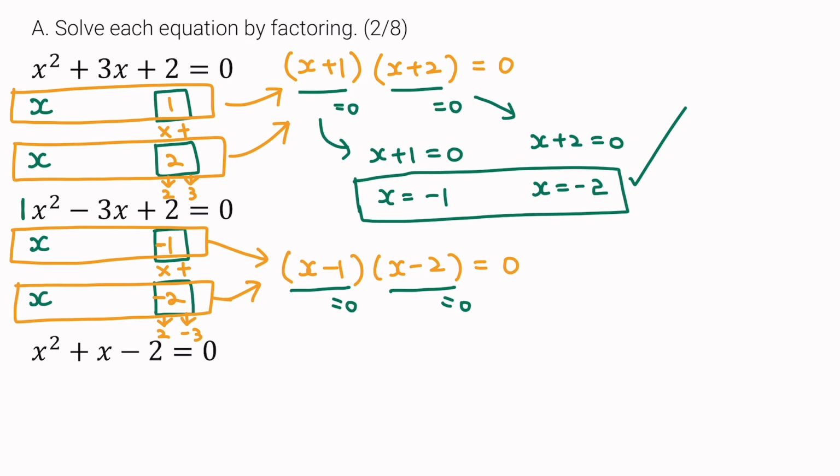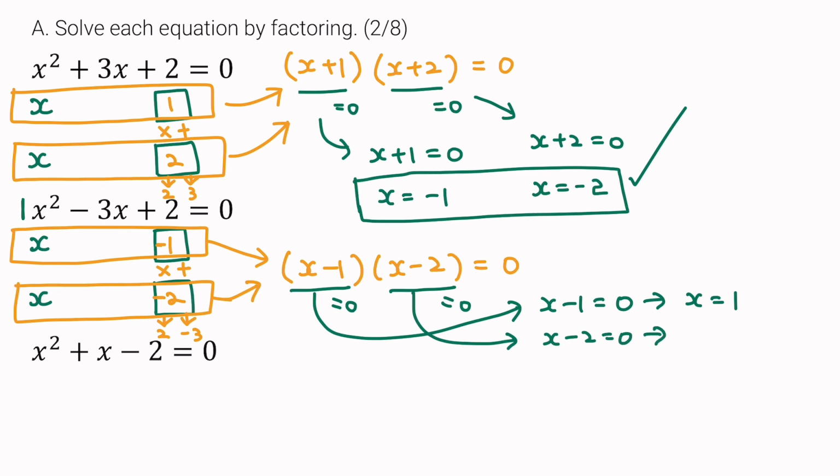So if x minus 1 is equal to 0, that means our x should be equal to 1. And if our x minus 2 is equal to 0, then our x should be equal to 2. And those are our x values that we got from factoring from this third equation. Let's move on to the third quadratic equation and repeat the same procedure.